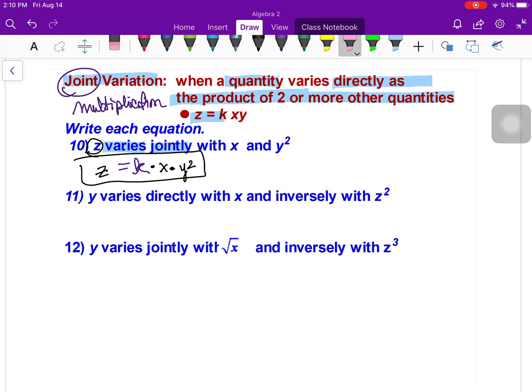Okay, let's try the next one. Y varies. So I write down equals k. Directly means multiply with x. And inversely means I'm going to divide by z squared. In front of the word varies is y, so that goes in front of my equals.